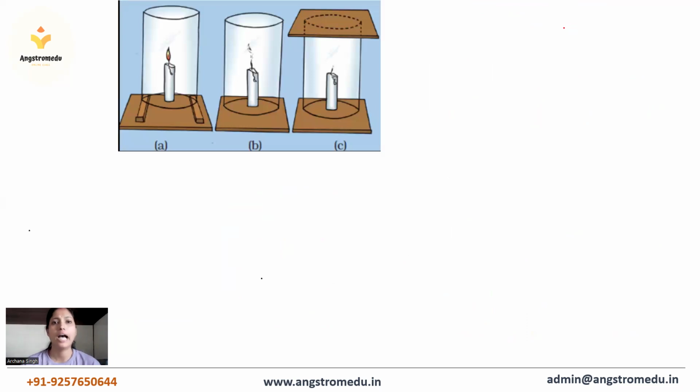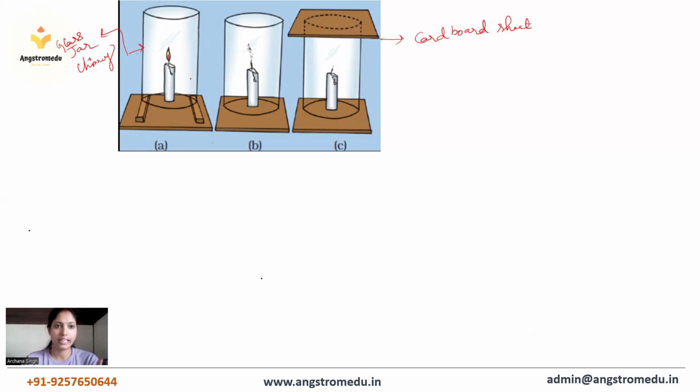Now here you have a diagram. Wow, nice candles, right? If you see A, B, C, three candles we have taken. This is called a chimney, or you can call it a glass jar, which will be less confusing. And this is a cardboard sheet, basically. Now, what is going to happen over here? You have to take a candle and place it the same way they have placed it. Now, what is the difference in all the three diagrams?